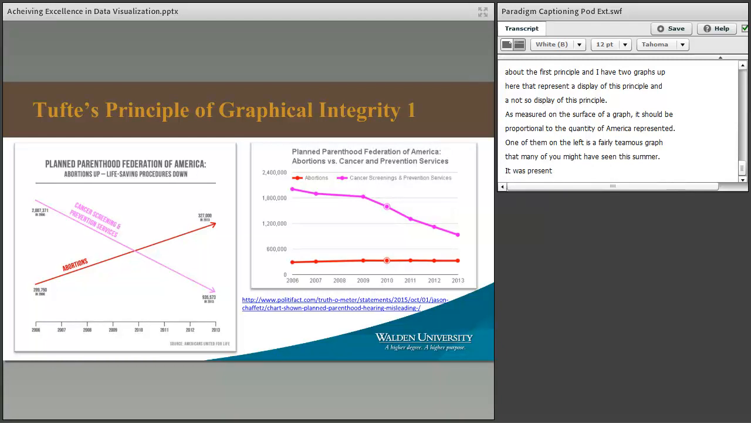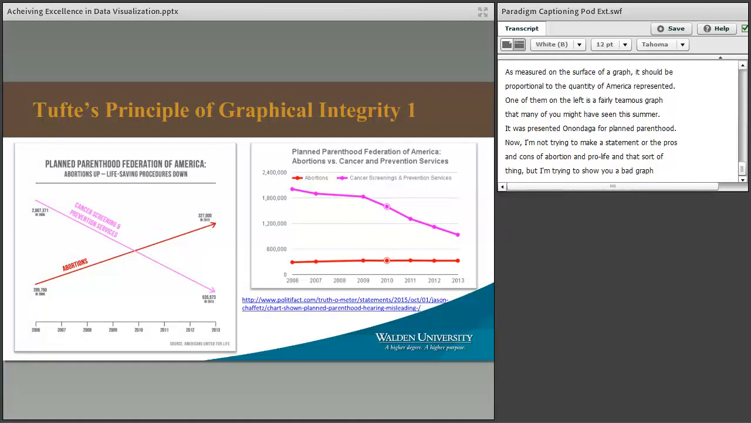Now, I'm not trying to make a statement about the benefits of Planned Parenthood or the pros and cons of abortion and pro-life and that sort of thing, but I'm trying to show you what a bad graph, or a graph that violated this first principle of Tufte's, might look like.